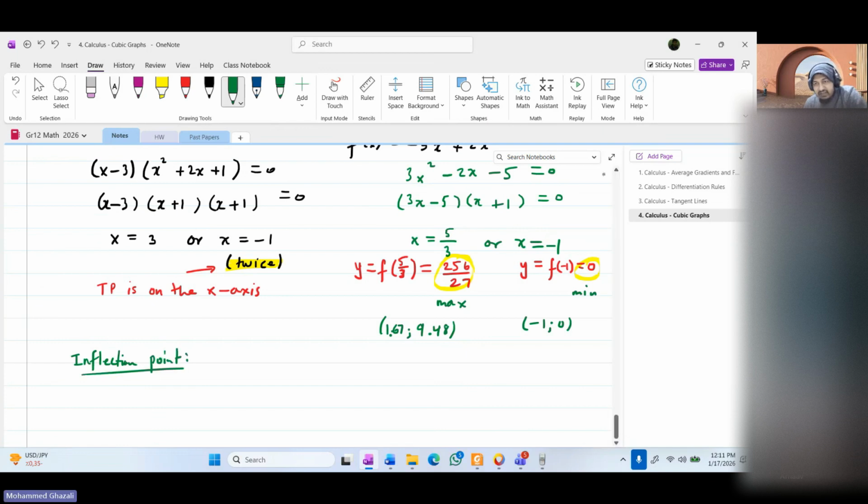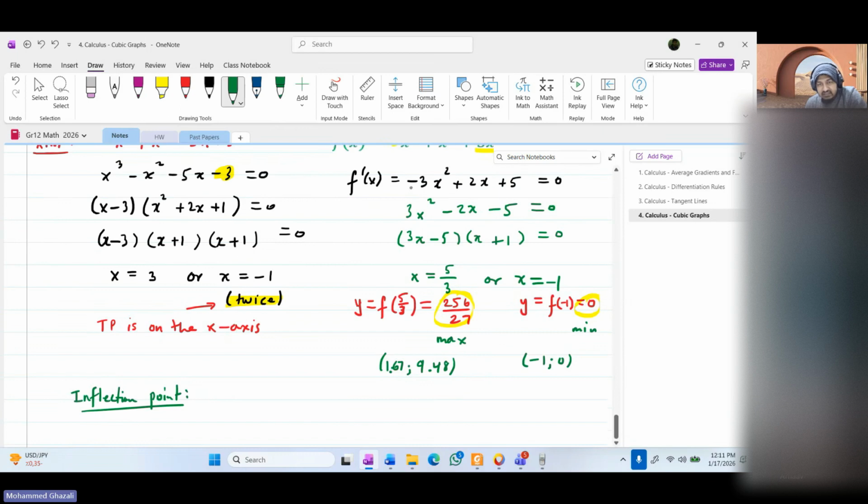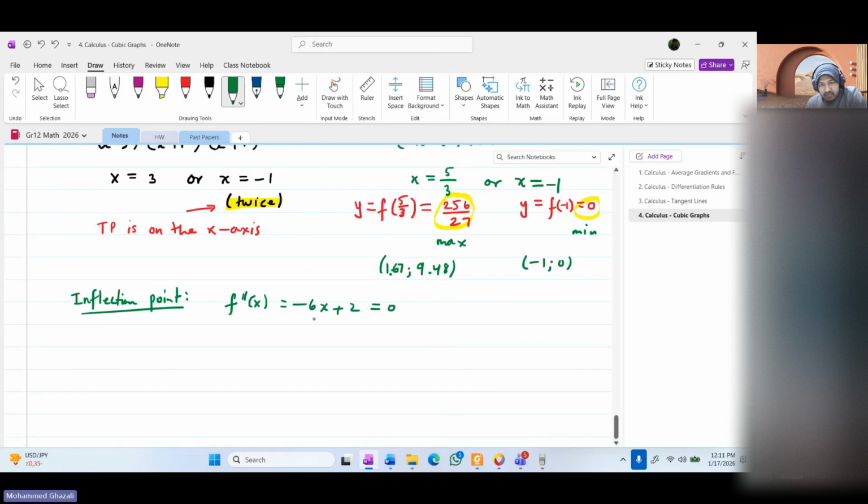Remember, we had the first derivative, which is this. So I'm finding the double derivative. f''(x) is equal to 2 times -3, which is -6x, plus 2 equals 0. So -6x is equal to -2, so x is equal to -2 divided by -6, which is 1/3.